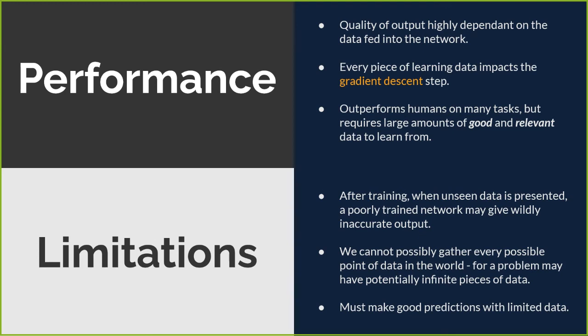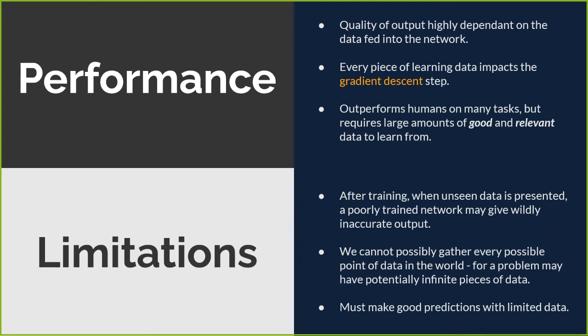Now, this really becomes important because after training, when you then put data into the neural network that it's never seen before, a network that's been poorly trained may give wildly inaccurate output. It may give you just crazy stuff that doesn't make any sense. This creates a sort of double-edged sword, because we can't possibly gather every point of data in the world. Many problems can even have infinitely many different manifestations of their data.